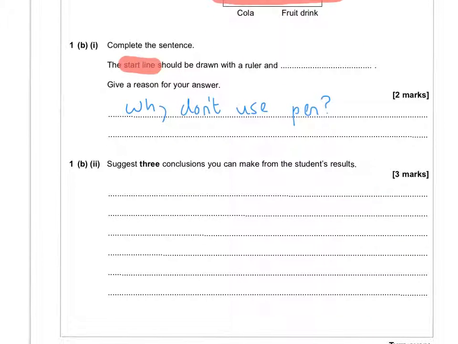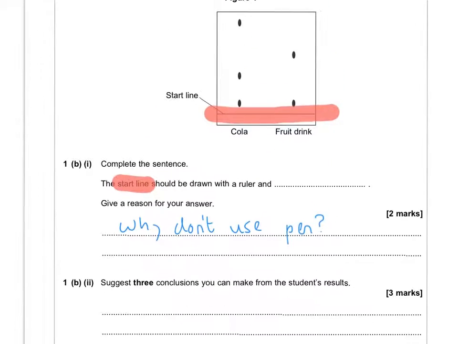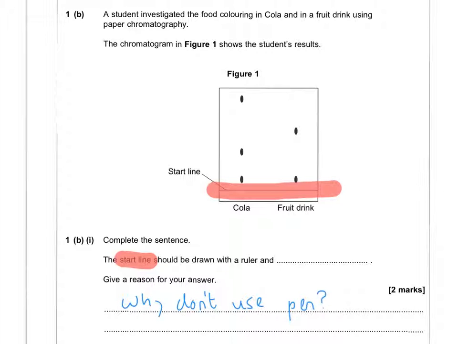Now this is a really nice question. It suggests three conclusions you can make from the student's results, if you can interpret a chromatogram. For that we've got to be comparing. So I'd be looking at this one, and what can we say about that? Well, it looks like they both contain about this one. We're looking at this one and this one and this one. They each contain one unique, and then I'd be looking up as well at the total.